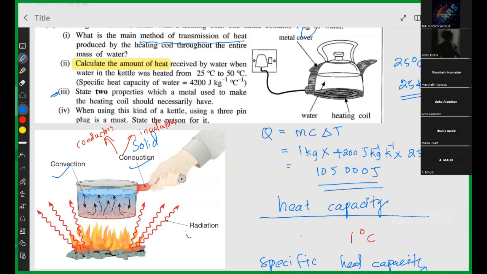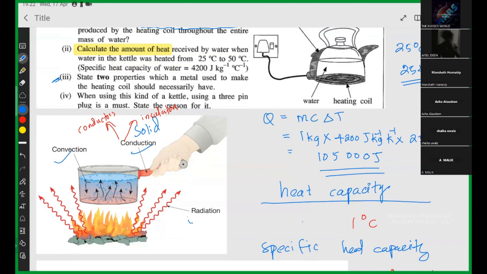Next, last question there. When using this kind of a kettle, using a 3-pin plug is a must. State the reason for it. So these are also general type of questions. So in a 3-pin plug, the third pin is to earth the current. That is to fix it to the ground. When you're studying the electricity lesson, grade 11 book, maybe you know about this. So to earth it, the 3-pin plug is important, and also to prevent electric shock. They have asked just a reason, so you can tell any one of that.